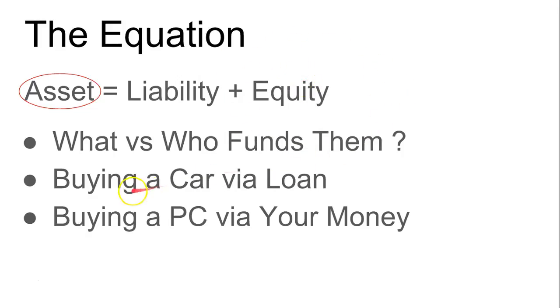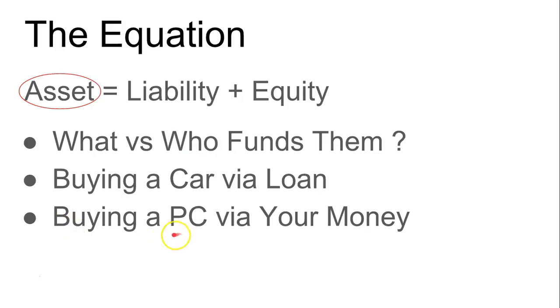An example of this would be buying a car via a loan, where you can see the assets increase since the car will give the company a probable benefit, while the loan indicates that money has been borrowed to buy the car, so you can see an increase in liability.